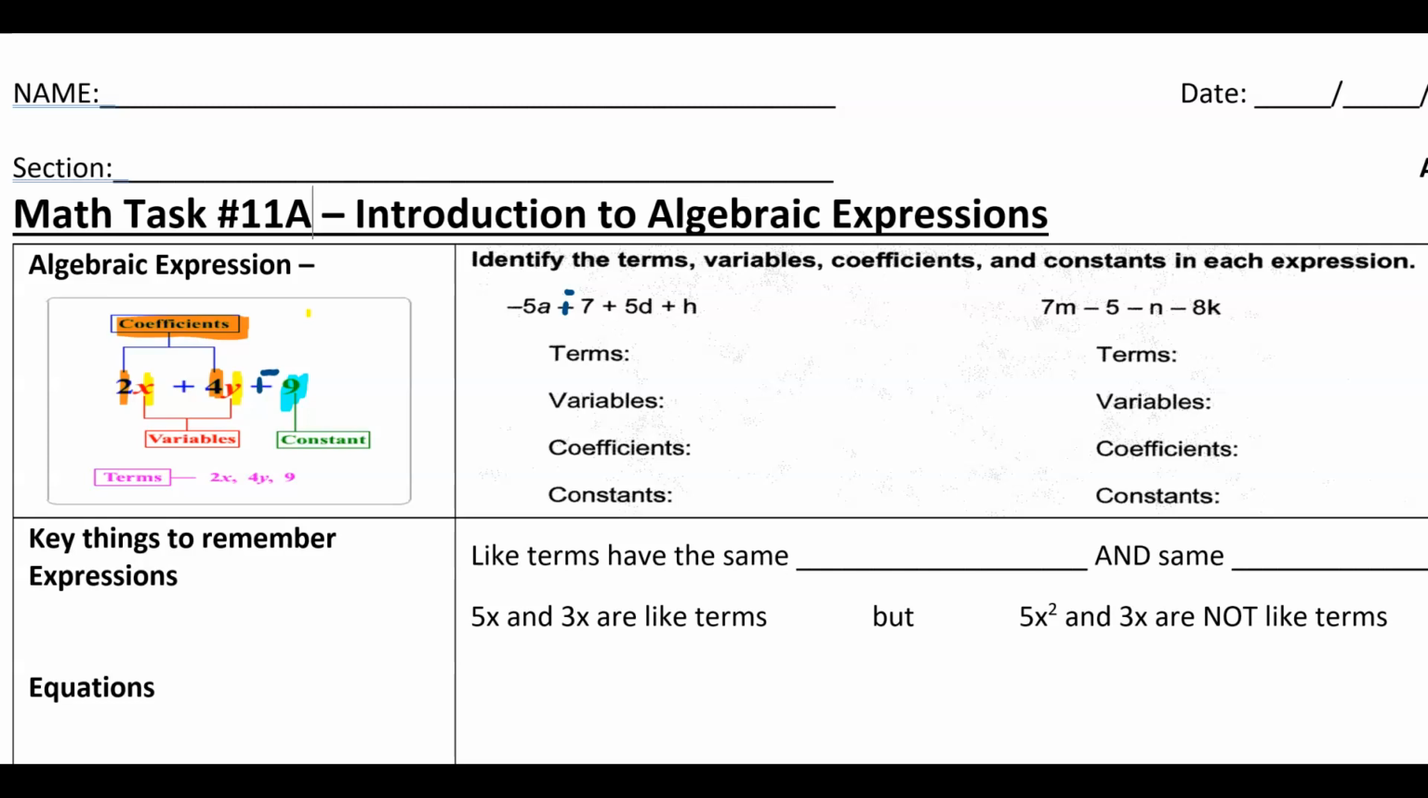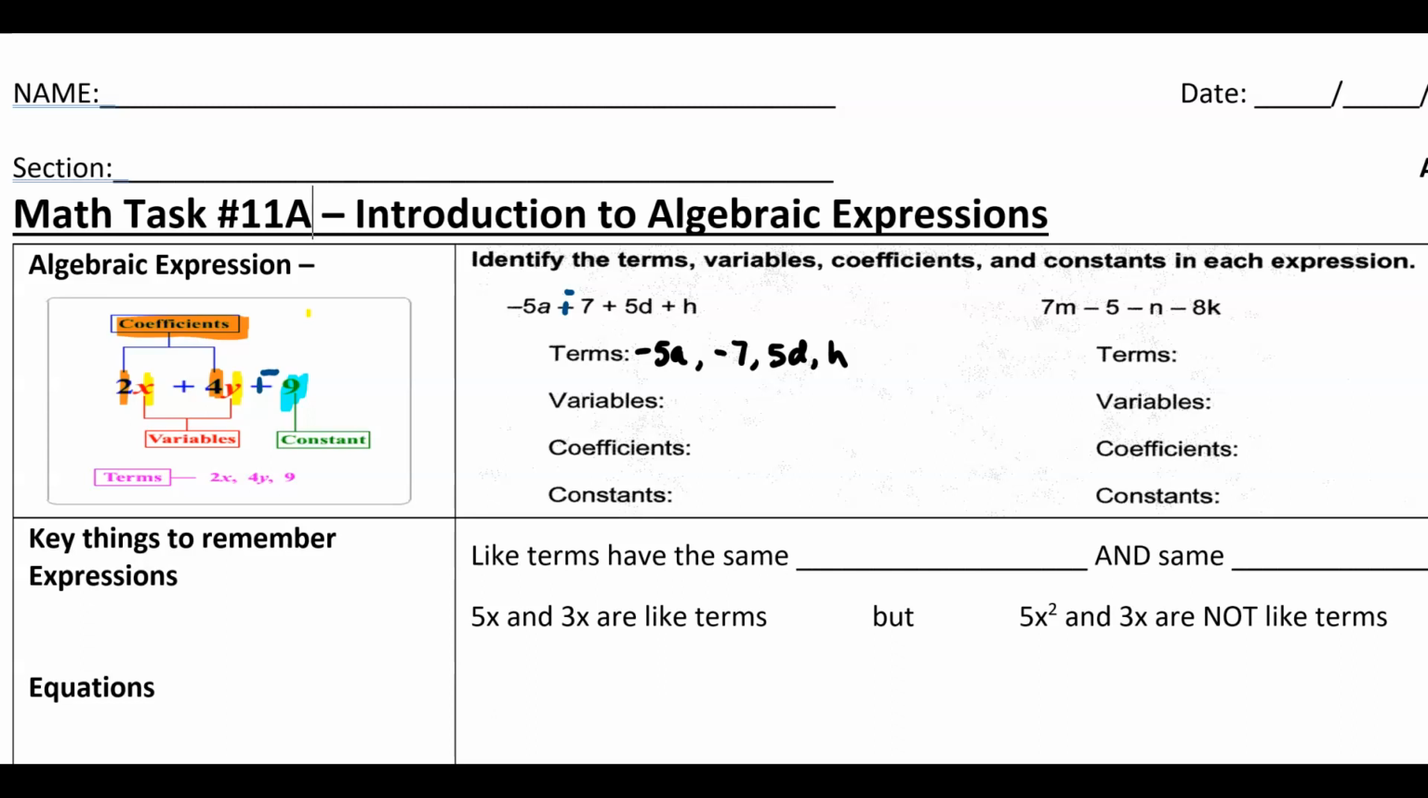Remember, terms are just anything that's separated by an operator, and then make sure to include its sign, whether it's positive or negative. So we've got negative 5a is a term, followed by negative 7 is a term, followed by 5d is a term, followed by h is a term, right? So we have 4 terms in this expression.